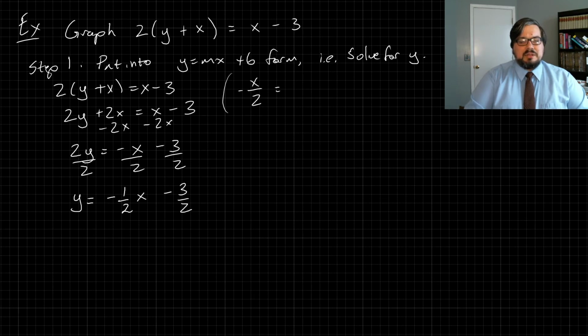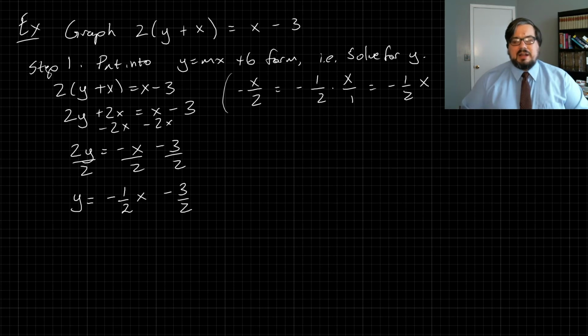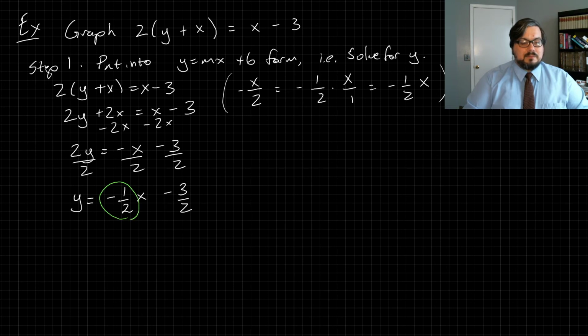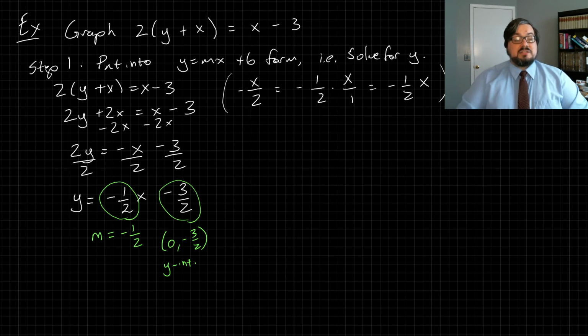Negative x over 2 is the same as negative 1 over 2 times x over 1, and then we can write x over 1 as simply x. I'm writing it this way to make it really clear what's what. So we see that our slope is now negative 1/2, and our y-intercept is (0, negative 3/2). So let's use this to graph our line.